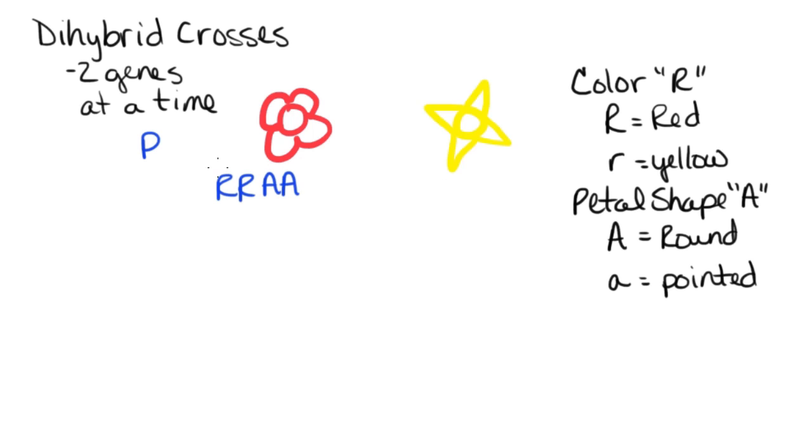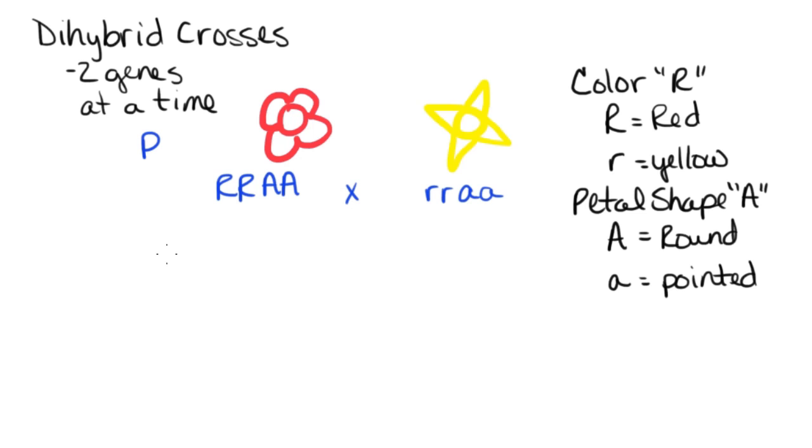We want to write the two R's next to each other and the two A's next to each other. For the yellow pointed one, it is homozygous for yellow, which is lowercase r, and it is homozygous for pointed, which will be two lowercase a's. So these are my parents.